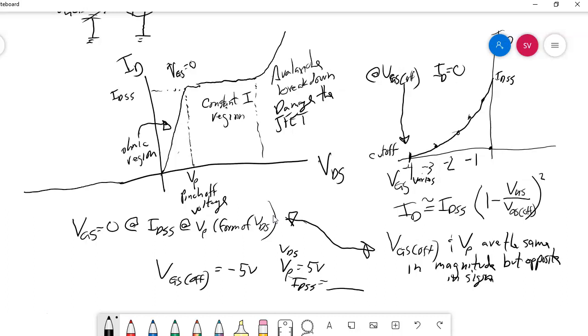Now in the next video, we're going to start looking at some examples and applying these charts and what we just went over to the problems that we're going to be looking at with JFET circuits.